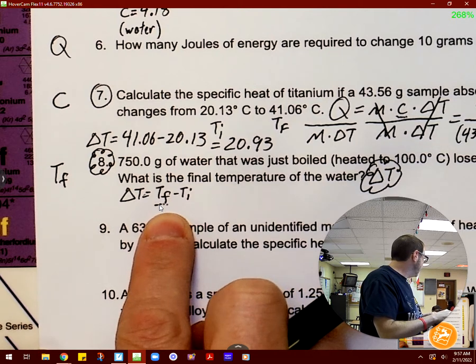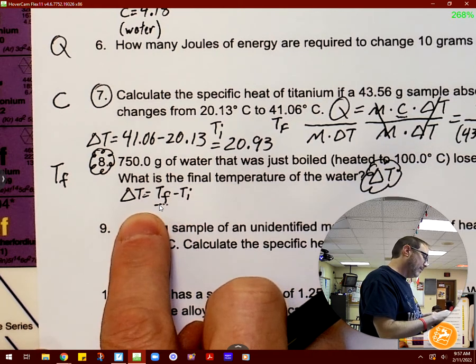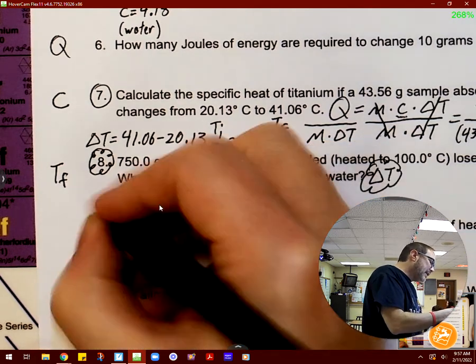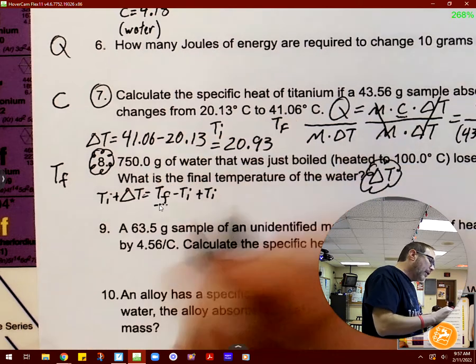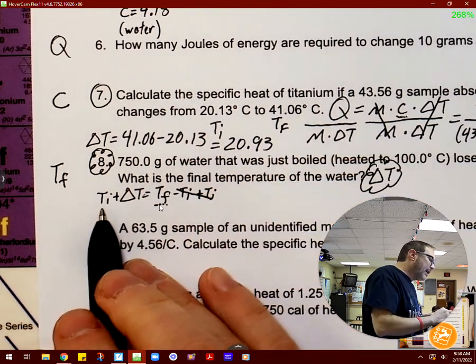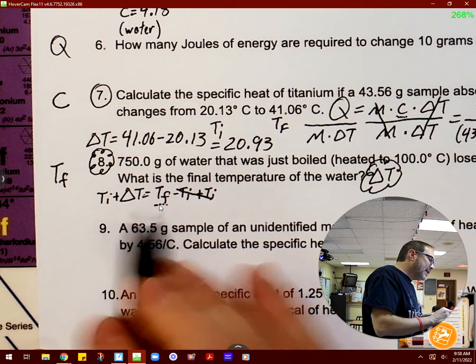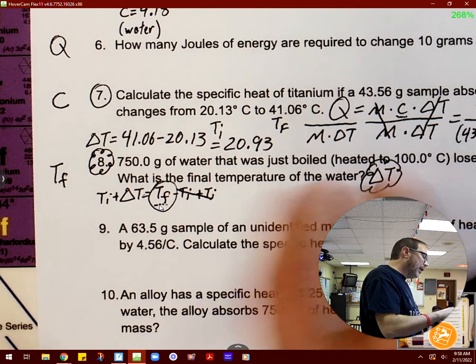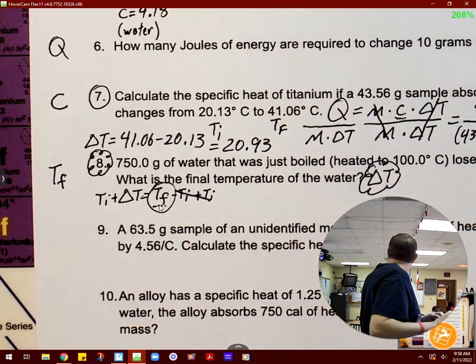The starting temperature. Exactly. So I'm going to add TI to both sides. Over here, negative and positive TI cancel. So it's just going to be my starting temperature plus my delta T that will give me the answer I want. Okay, so there's actually 2 parts on number 8. Don't forget to do that second part.